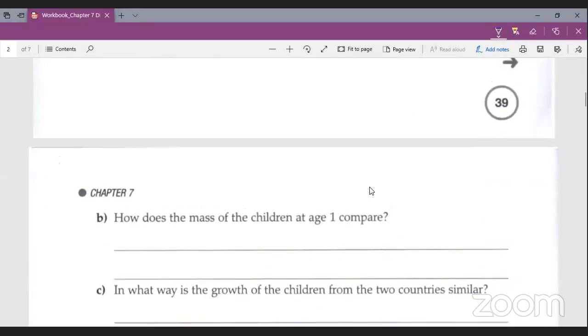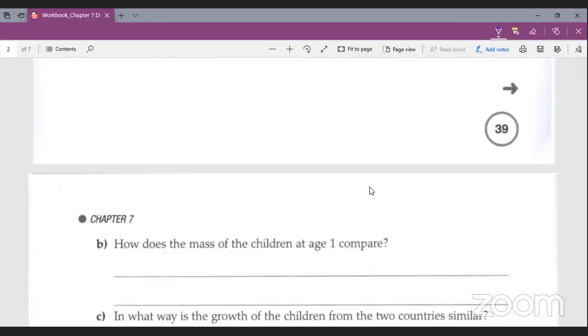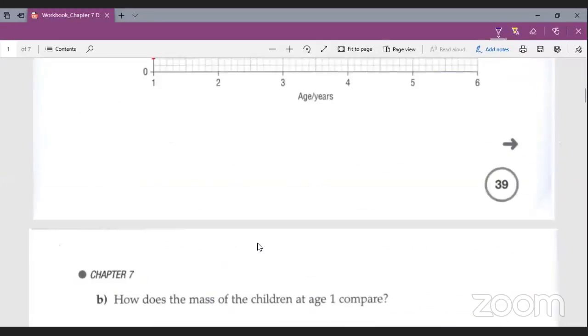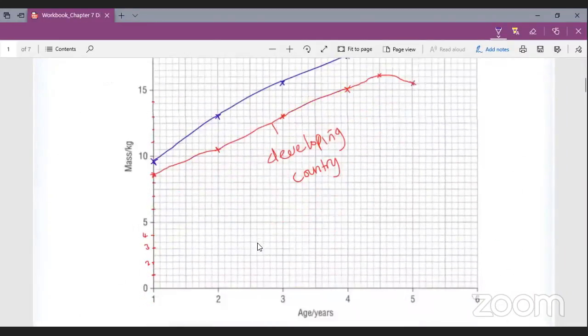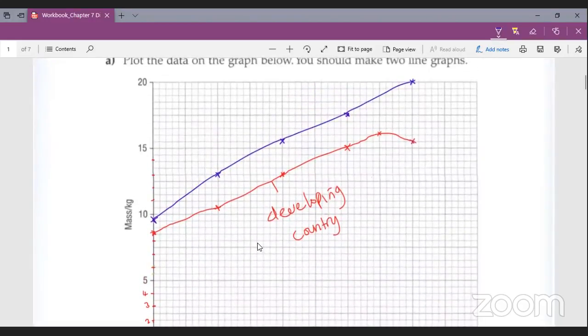It says, how does the mass of the children at age 1 compare? If you know what the answer is, type your answers to me quickly. How does the mass of the children at age 1 compare? Okay, you have to label these also. You have to label these developed country.